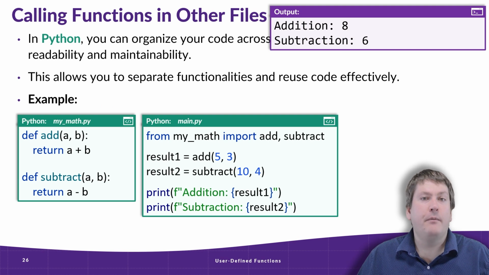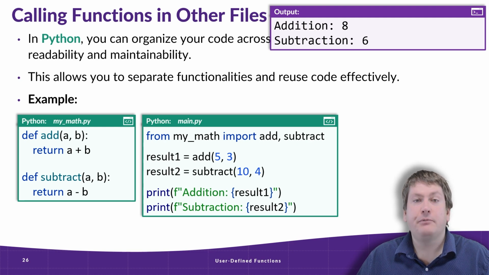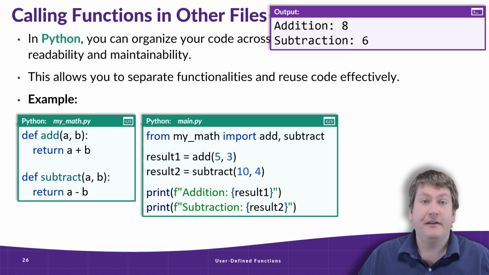Now if we were to run main.py, we would actually be able to use the add and subtract functions from mymath.py. And if we would run it, we would get the result that's currently shown on the screen. We're adding 5 and 3 to get 8, and we're subtracting 4 from 10 to get 6.